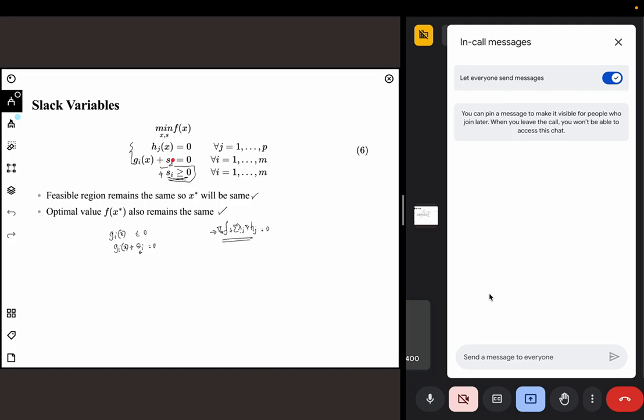Slack variable is essentially this S. If you recall thermodynamics, like the entropy concept, when we have the third law, what we say is delta S for the total universe should always be positive, right? Or let me put it this way: your entropy for a closed system should always be zero.